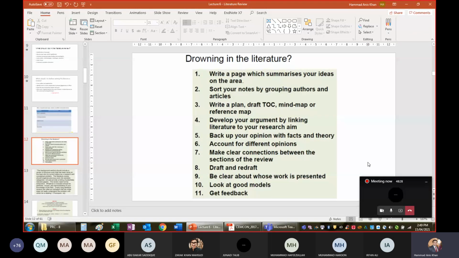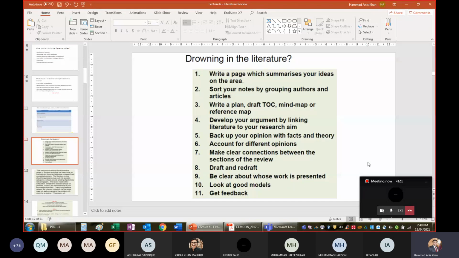So whatever you are reading, you can develop links to your research aim, because the research aim is decided first, your problem statement based upon certain literature which you have studied, and then after the research aim you move forward and do the literature review again. Then you have to back up your opinion and account for different opinions. So for that you will also use your literature review.